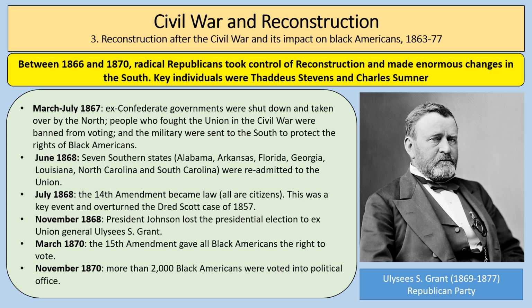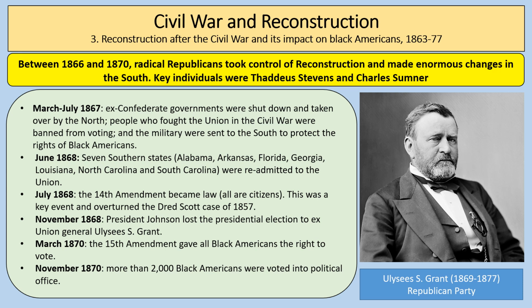Now, that was a really key event and overturned the Dred Scott case of 1857. Now, in November 1868, President Johnson lost the presidential election to ex-Union General Ulysses S. Grant. And in March 1870, the 15th Amendment gave all Black Americans the right to vote. November 1870, more than 2,000 Black Americans were voted into political office.